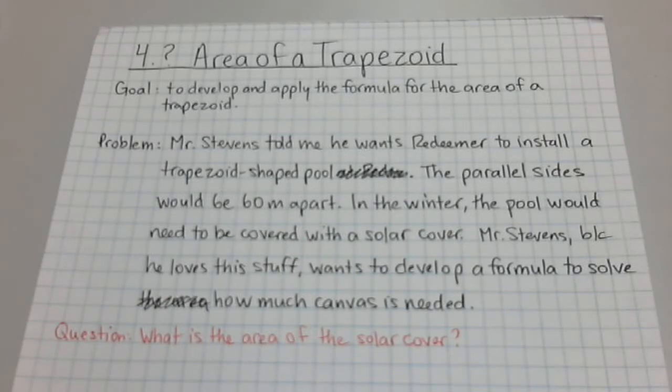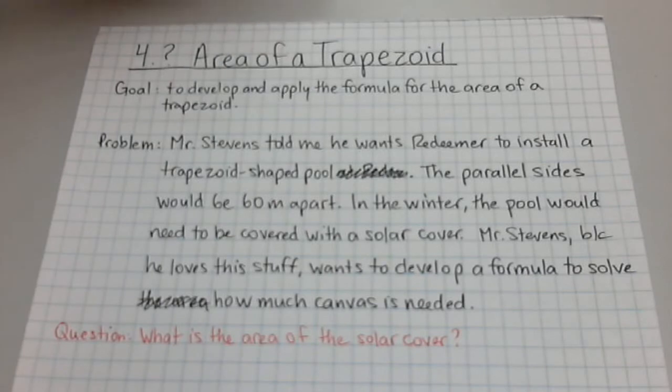And the way that we're going to do this is we're going to look at this problem. So Mr. Stevens told me that he wants Redeemer to install a trapezoid-shaped pool. The parallel sides would be 60 meters apart, and then in the winter, the pool would need to be covered with a solar cover. So Mr. Stevens, because he loves this stuff, wants to develop a formula to solve how much canvas is going to be needed. So the question that we're thinking about is, what is the area of the solar cover?